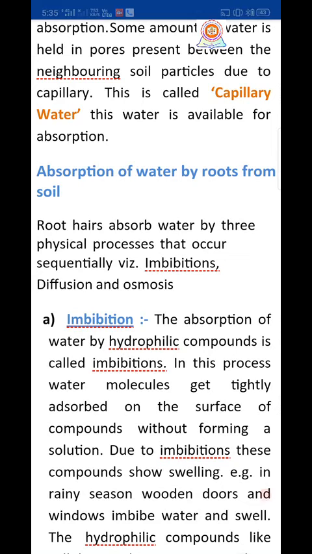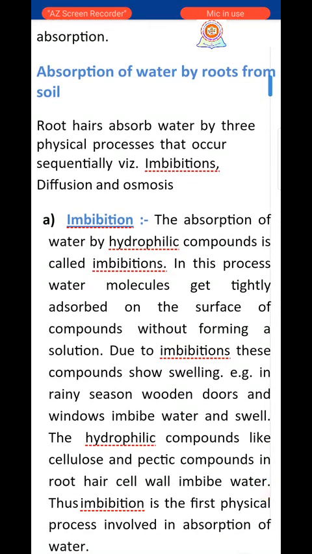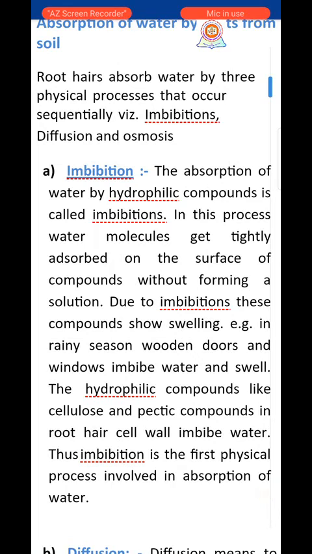You are familiar with that. Roots absorb water by three physical processes that occur sequentially, that is imbibition, diffusion and osmosis. We will discuss imbibition first, the first physical process carried out during the absorption of water by root hairs.